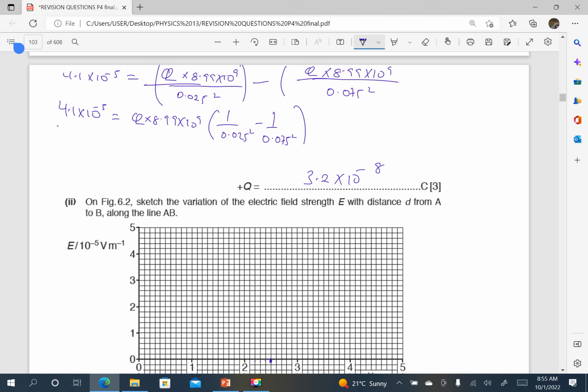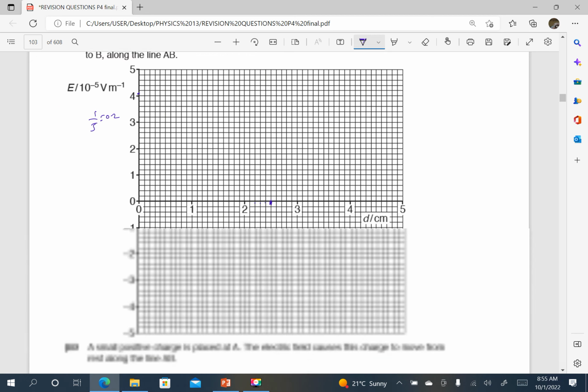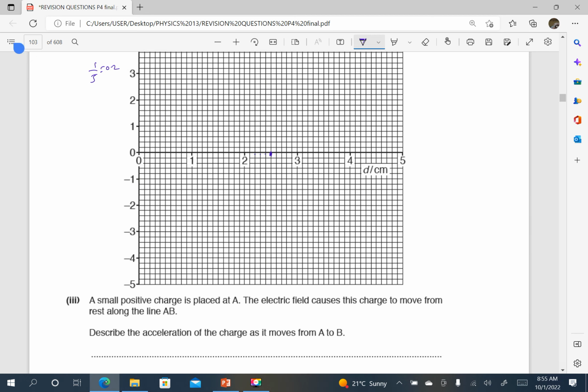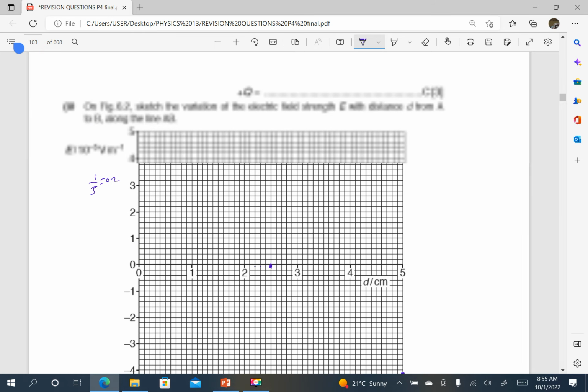On the surface it is 4.1. The scale here is 1 divided by 5, which is 0.2. So 4.1 is half a small square. This is where 4.1 is, somewhere here. It will also be 4.1 at the bottom. So 1, 2, 3, 4. Somewhere here, 4.1, because the field changes direction.